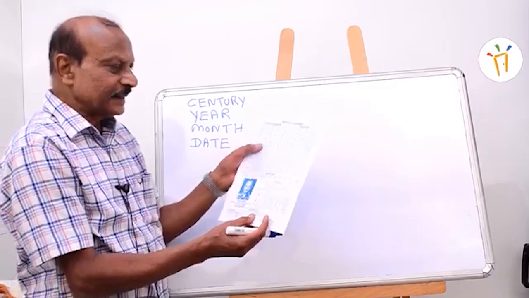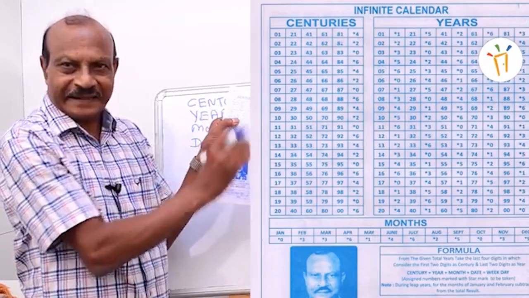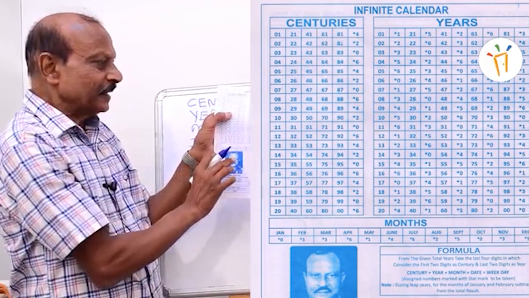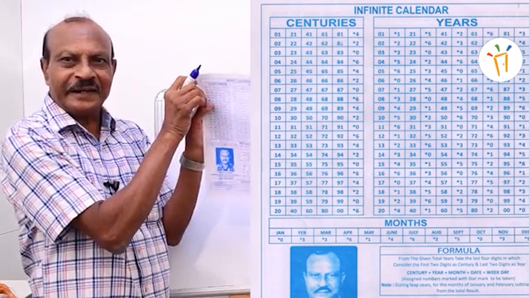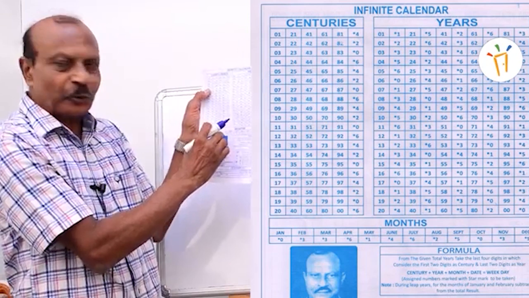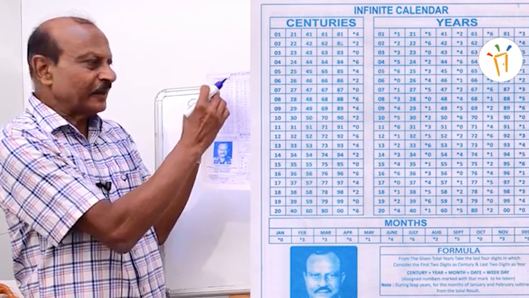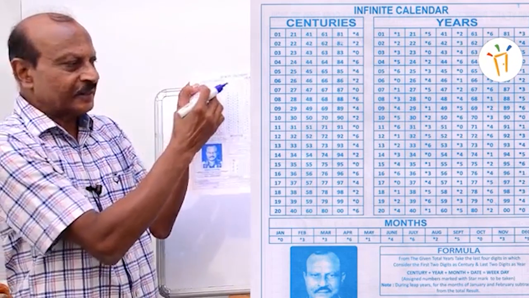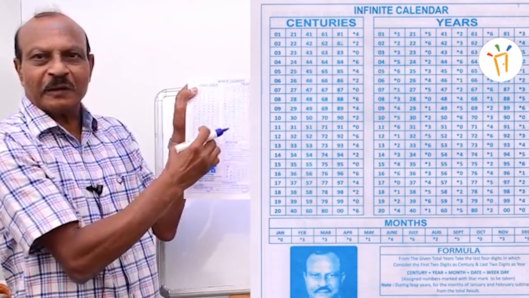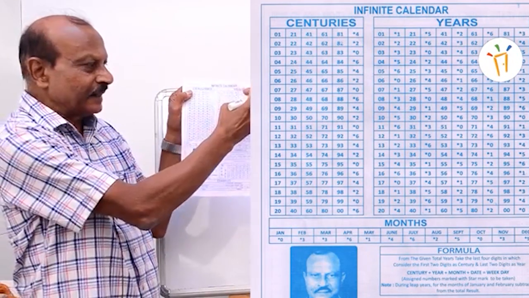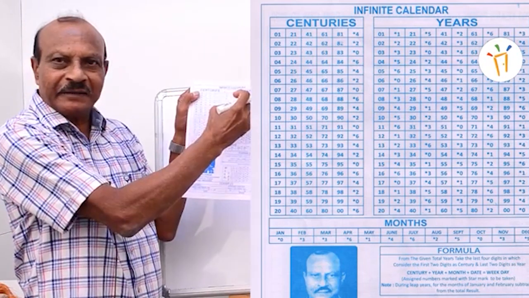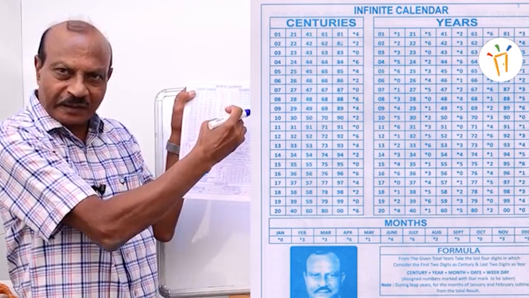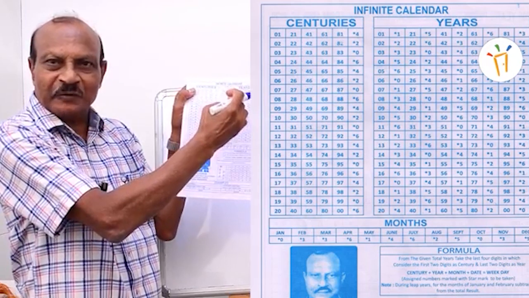You see, this is the infinity calendar in a single sheet. Here you can see centuries. I have given 01, 02 like that up to 99. I have given code numbers for all the centuries. Here you can see the star marks. This is the code number for centuries, and the years are here. For every year I have given the code number, putting the star mark. Star mark means that is the code number for that year.